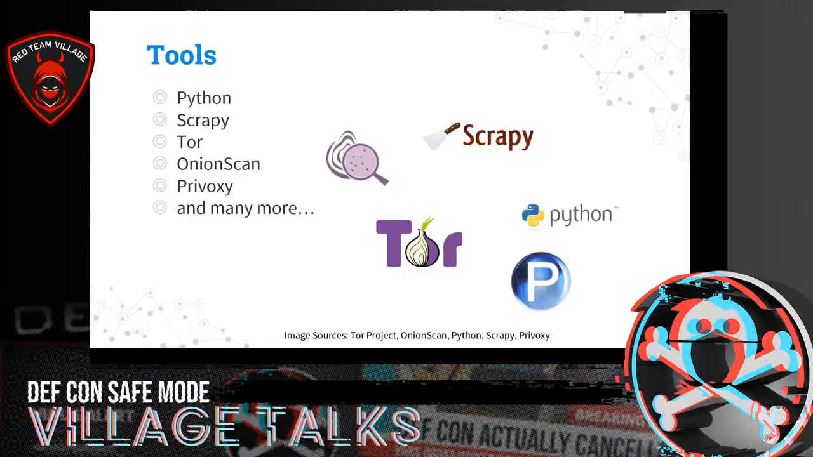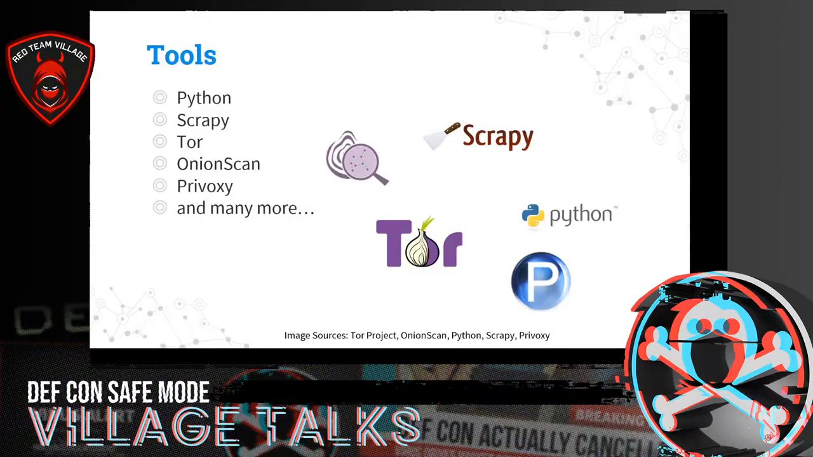The second thing is Tor. Obviously, if you want to access the dark web, you need Tor. OnionScan is another tool that is used to search for onion websites. It can tell you if a website is up or not and the correlation between different websites on the dark web.